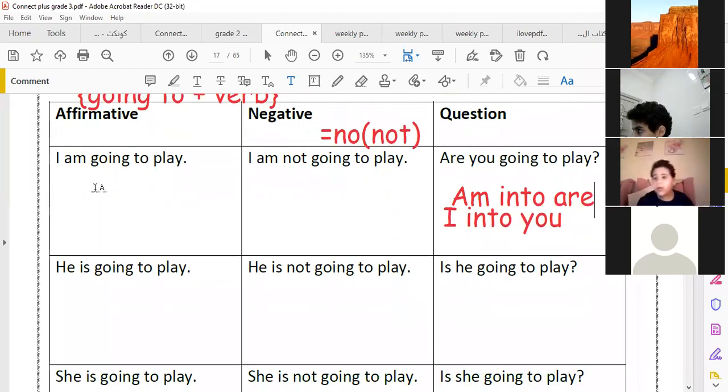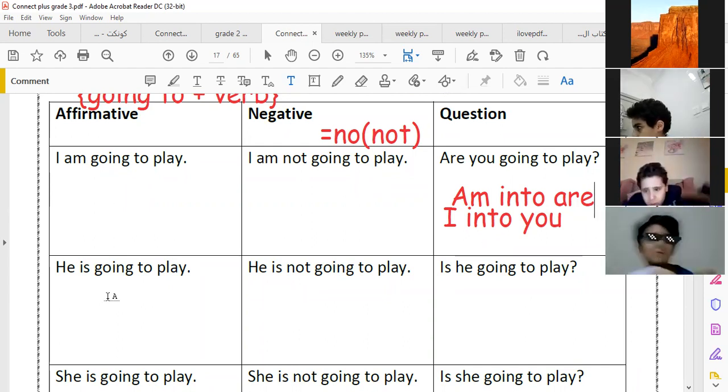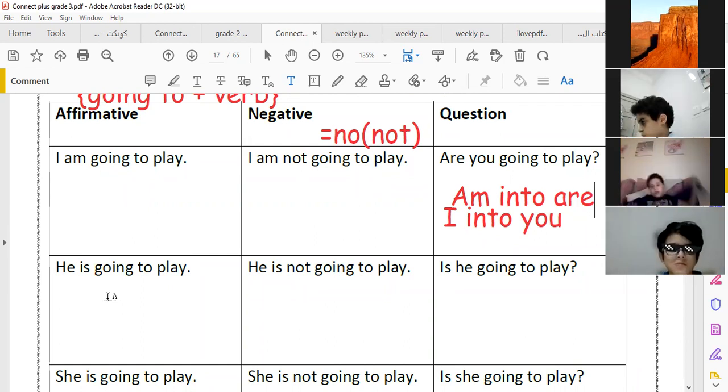Now, the affirmative sentence with the pronoun he takes is. So we say he is. And then we put going to. After that, we put the verb. He is going to play. We can't say he is going to playing, or he is going to play it. Just the verb without s, without ed, without ing. And the sentence tells us about the future, not yesterday, maybe tomorrow, maybe after 1 hour, whatever, a time in the future.